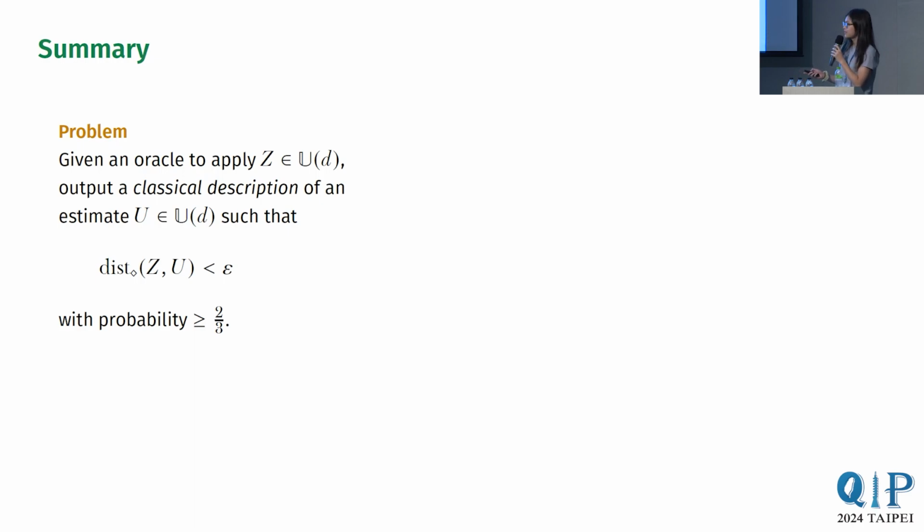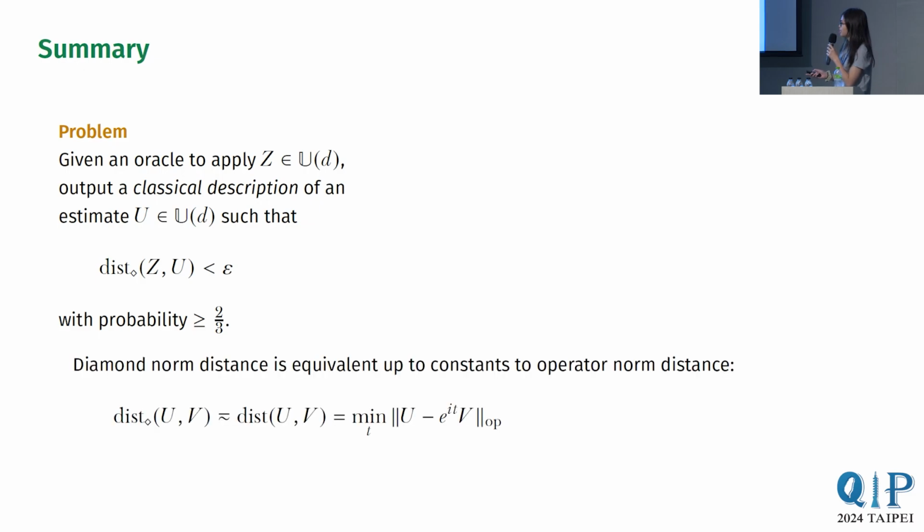I realize diamond distance might not be the easiest metric to think about. For unitary channels, you can actually instead think about the operator norm distance between the two matrices. So for U and V, two unitaries, I can consider the difference between U and V in operator norm, up to a global phase. And this is going to be the thing that we're going to use for this talk.